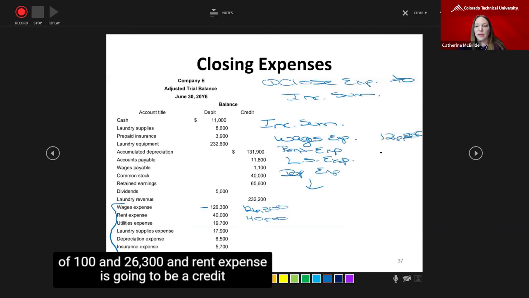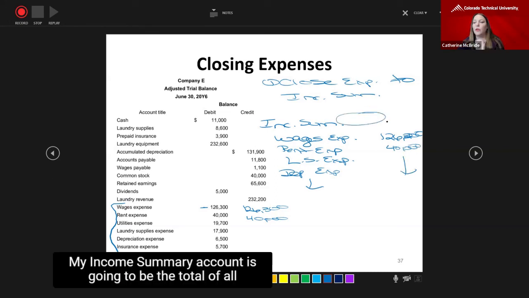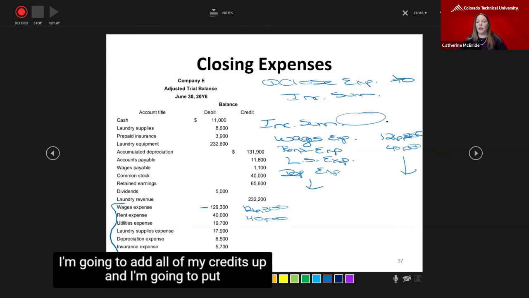And rent expense is going to be a credit of $40,000. And I'm going to keep listing on down there. My income summary account is going to be the total of all of those. I'm going to add all of my credits up, and I'm going to put that as a debit in income summary.